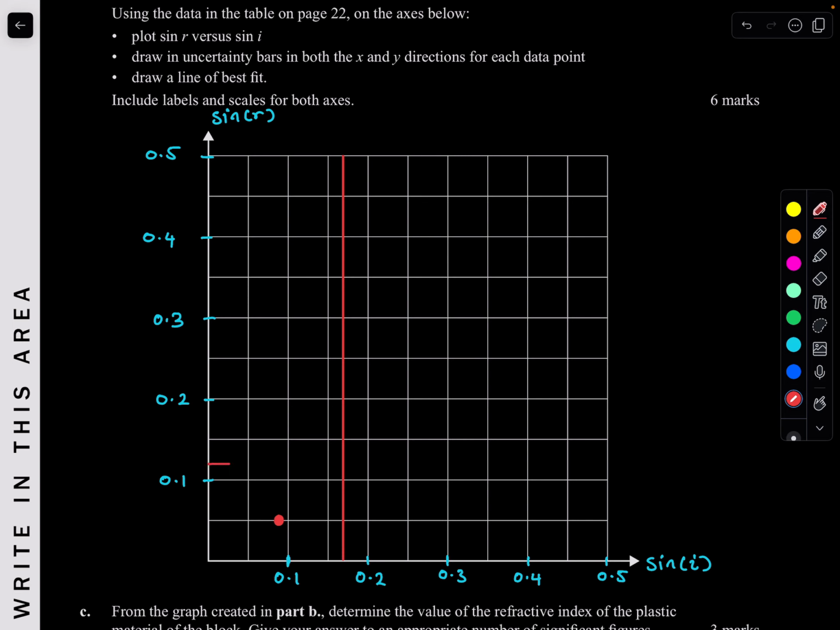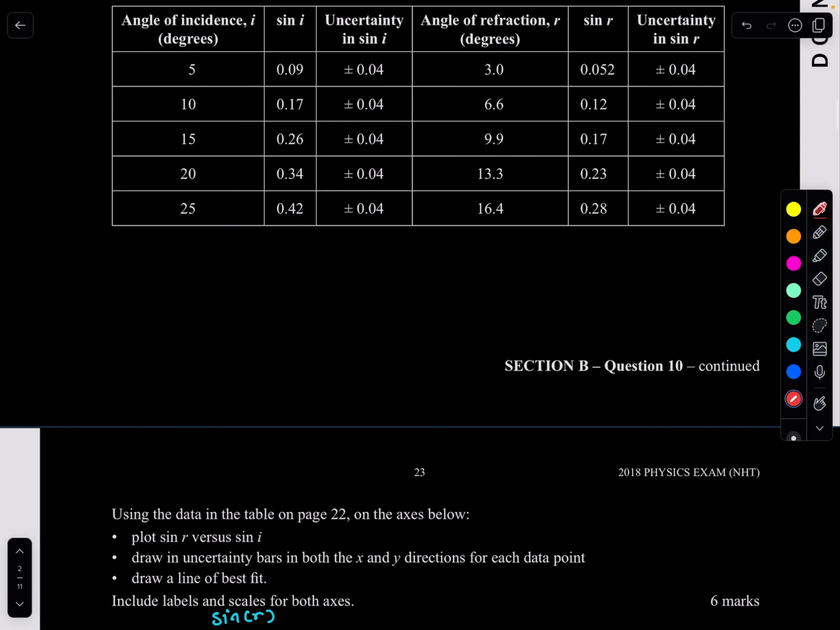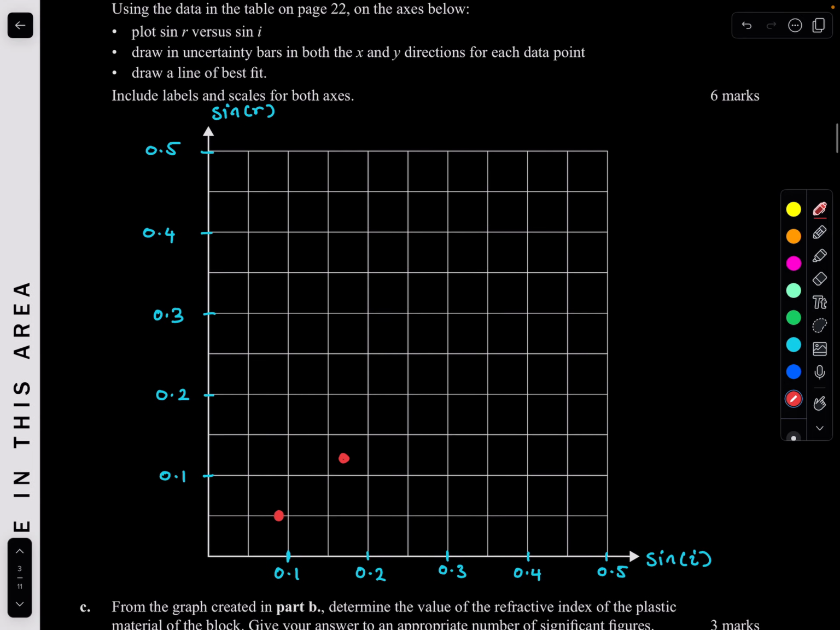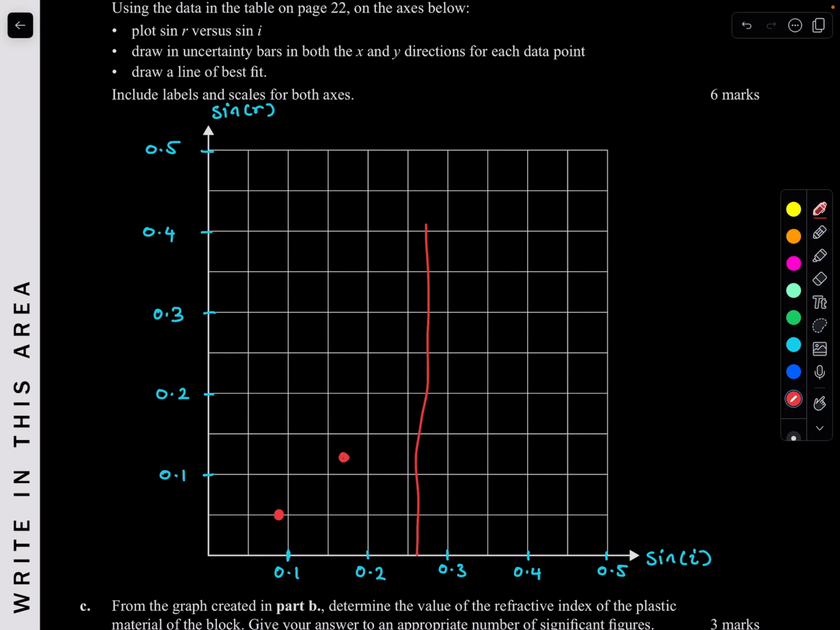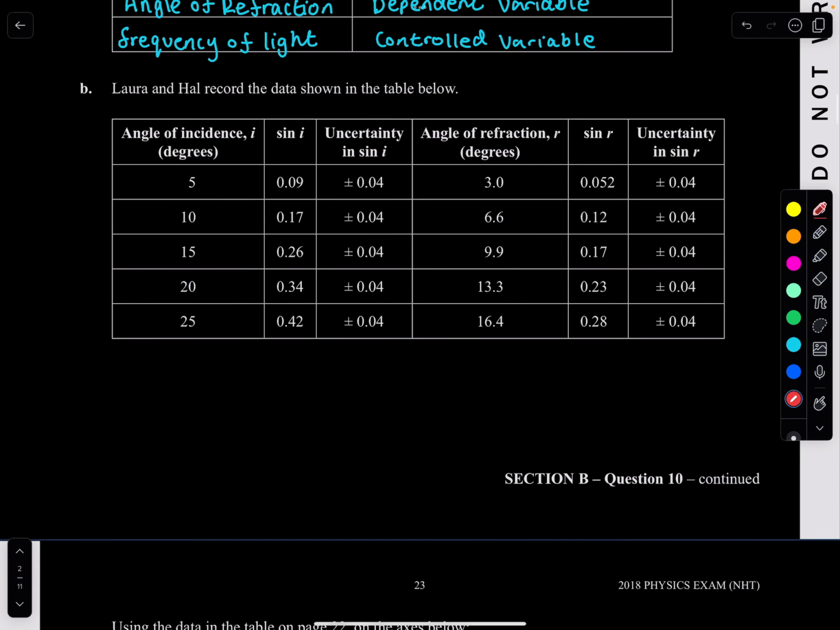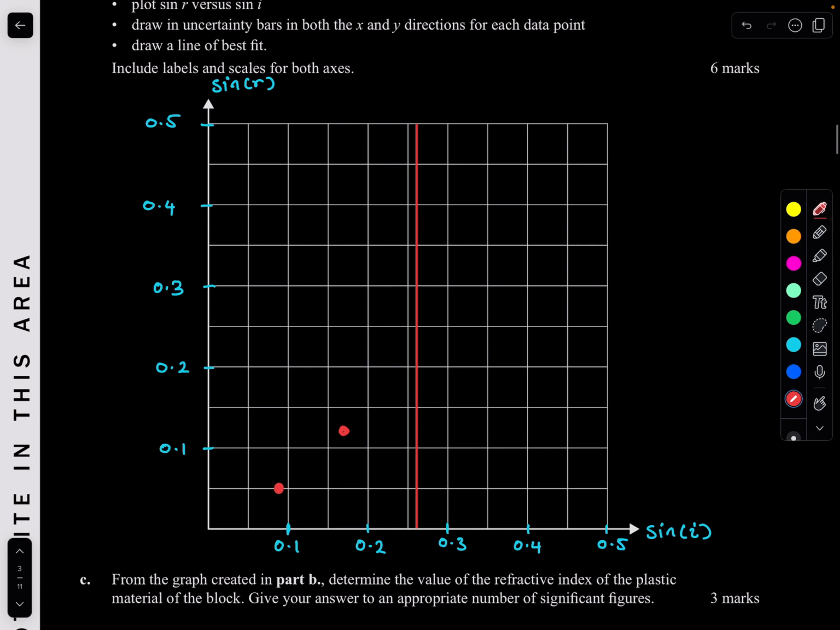0.12, so it's approximately here. So I'm going to make a nice circle, and I'm going to rub that off. The next one is 0.26. So 0.26 is approximately here. So 0.26, and your y value is 0.17. 0.17, so approximately here. Right there.